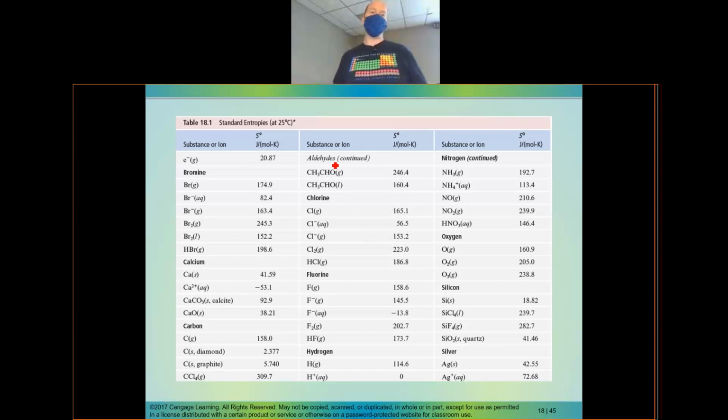All right, so here are values for your entropies, and we already did an example, but if you look at bromine liquid, your number is 152.2, and if you look at the gas, it is much higher at 245.3. Of course, gases have more disorder, more entropy than a liquid. All right, and then also always note the units. These are joules per mole Kelvin.